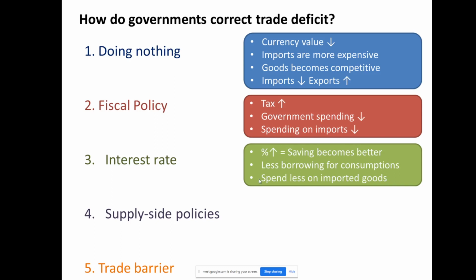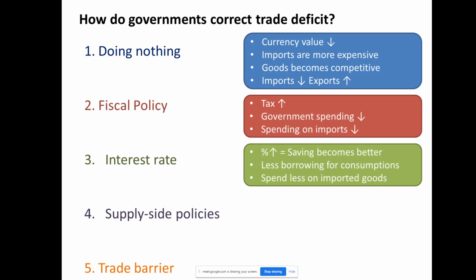Just like that. And what about supply side policies? What do you think? Supply side policies. Should we increase the supply side policies, or should we decrease supply side policy when we are trying to correct trade deficit? Increase. Okay, that is good.